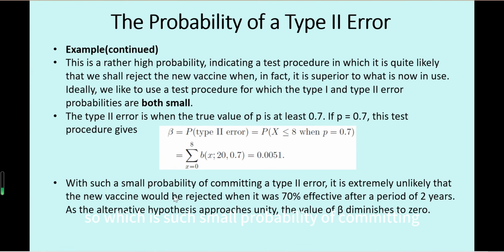So with such a small probability of committing a type 2 error, it's extremely unlikely that the new vaccine would be rejected when it was 70% effective after a 2-year period. And actually, if the alternative hypothesis approaches unity, so if p equals 1, then the beta will equal 0. So it's very, very unlikely that you will not reject the H0.